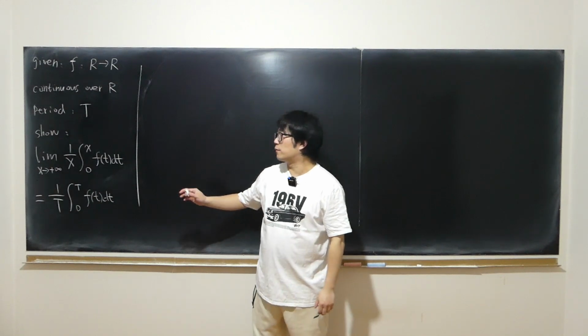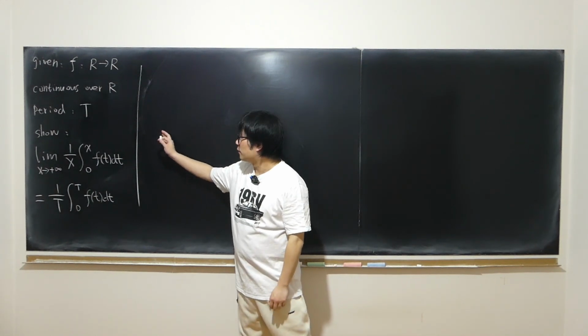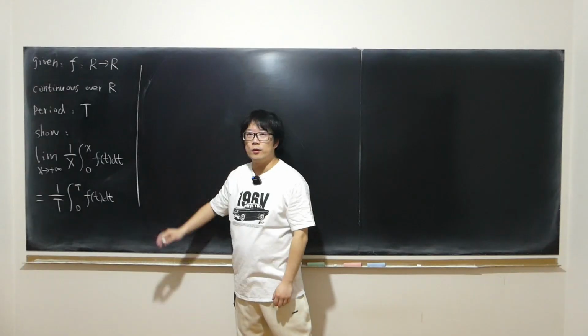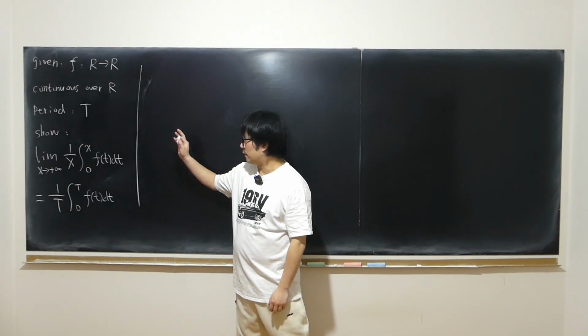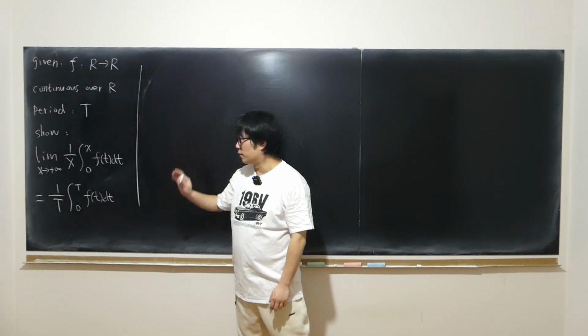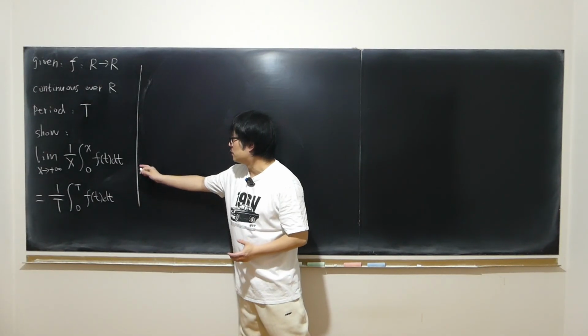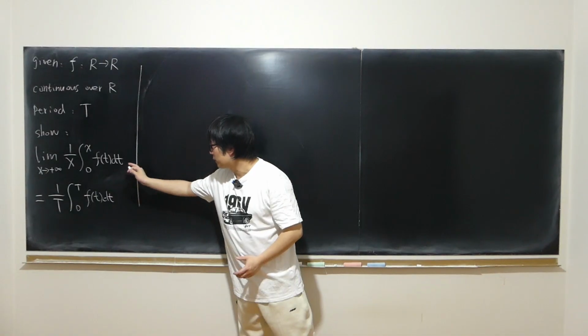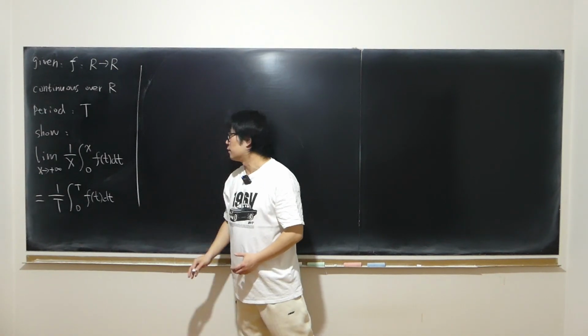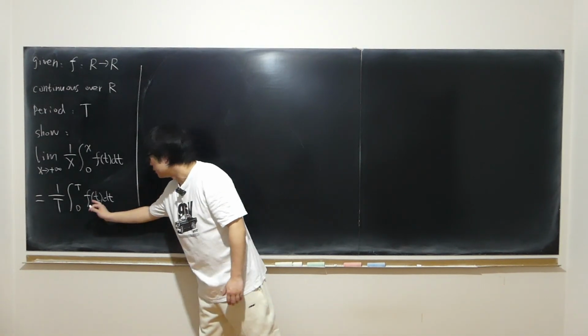We're given a function from real numbers to real numbers. The function is continuous over the entire real number line. We're also told that the function is periodic with a period of T, and we want to show that this limit, 1 over x times the changing upper bound integral, is equal to 1 over the period times this definite integral.